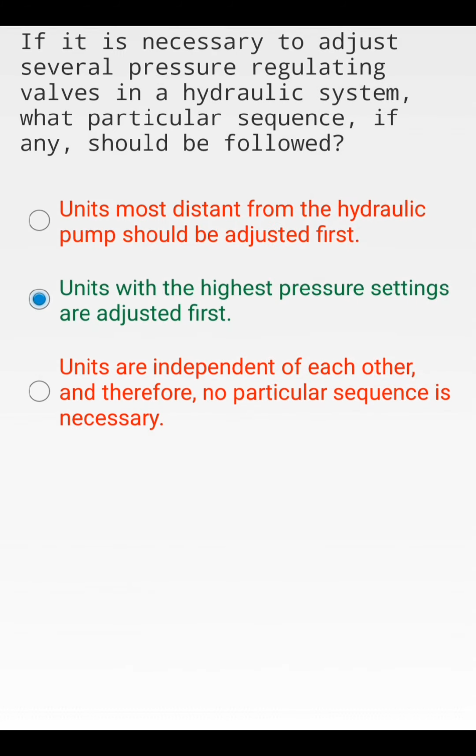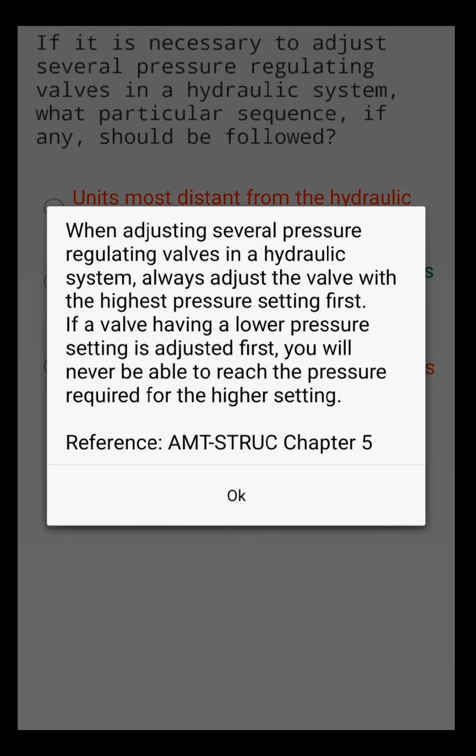If it is necessary to adjust several pressure-regulating valves in a hydraulic system, what particular sequence, if any, should be followed? Units with the highest pressure settings are adjusted first. When adjusting several pressure-regulating valves in a hydraulic system, always adjust the valve with the highest pressure setting first. If a valve having a lower pressure setting is adjusted first, you will never be able to reach the pressure required for the higher setting.